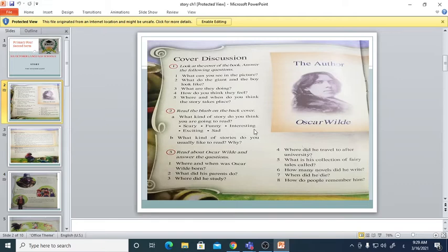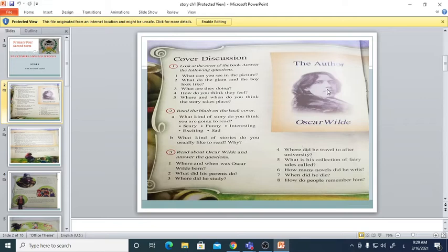After that we have discussion for the cover. This is number 2. Read the blurb on the back cover. Read about Oscar Wilde and answer the question. This page is about the cover and the author. Look at this man. Oscar Wilde. That's his name. He is the author.